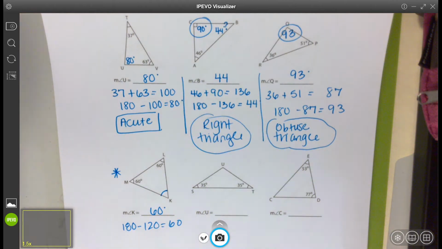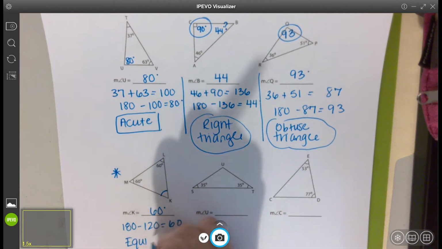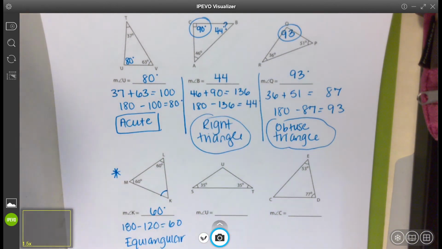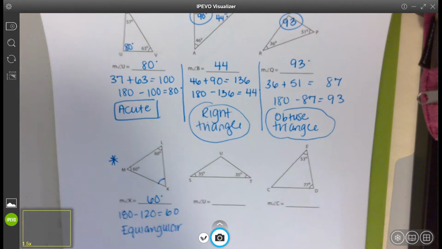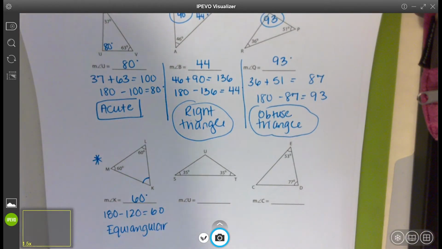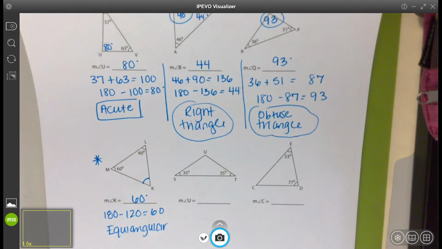So now I already gave it away that this is equiangular. Remember, equiangular means all angles are congruent. Now, once you see you already have two 60s, the third one's going to be 60. So this actually required no work, but there's no reason why you didn't have to show work. So again, vocabulary really is key to make the problem go a lot smoother.